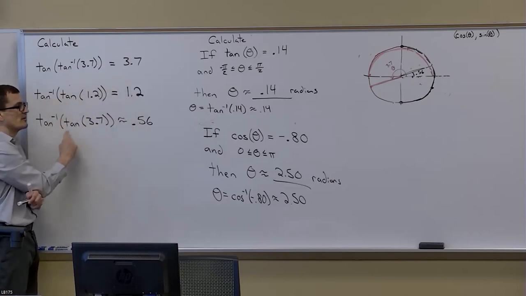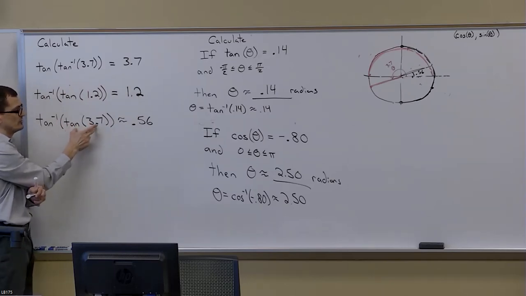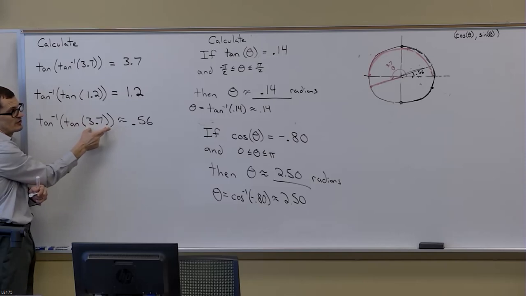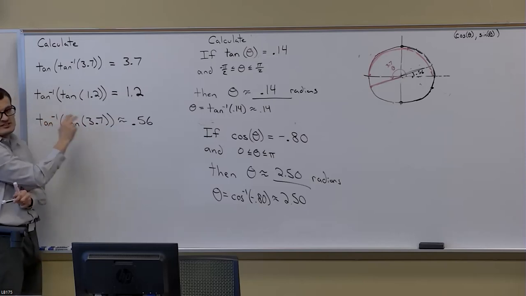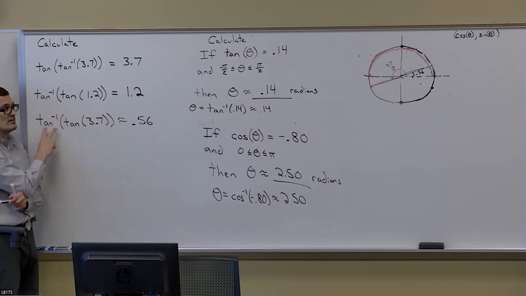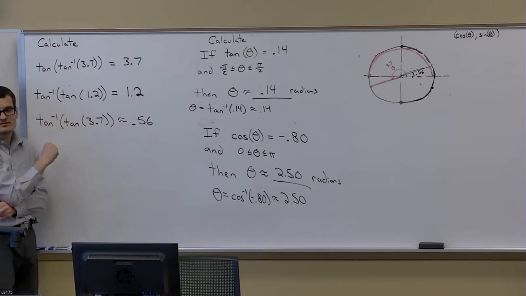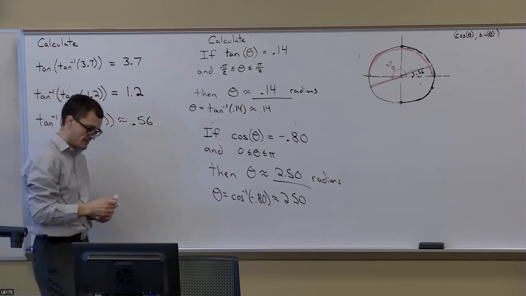But there are these weird cases where you input something into tangent which is not in the first or fourth quadrant. So when you hit it with an inverse tangent, it's going to spit out a different number, because inverse tangent only spits out numbers in the first or fourth quadrant. And the same is true with cosine.